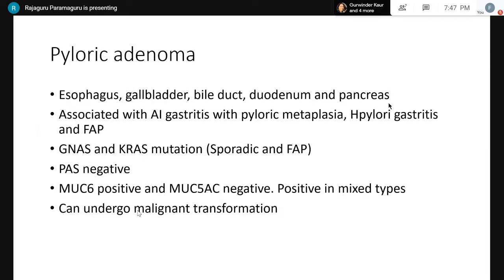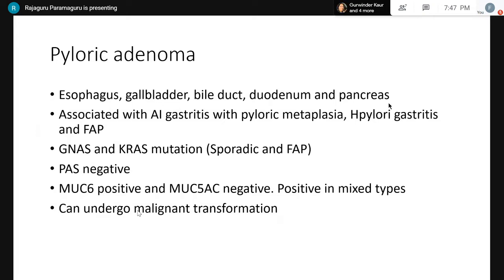Then there is the pyloric adenoma. Pyloric gland adenoma can be seen anywhere in the GIT, starting from the esophagus, gallbladder, the pancreas, and even rarely in the colon, the bile duct, the duodenum, anywhere. They are associated with autoimmune gastritis, particularly with that showing pseudopyloric metaplasia.